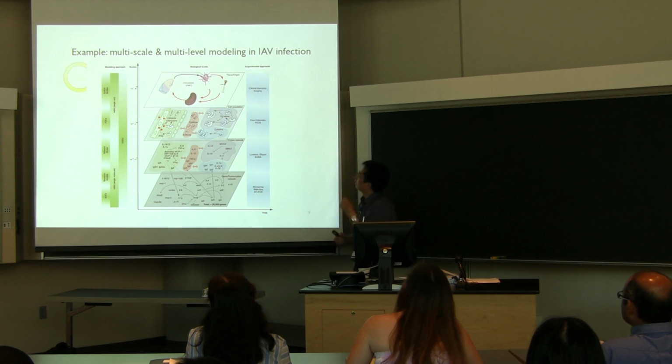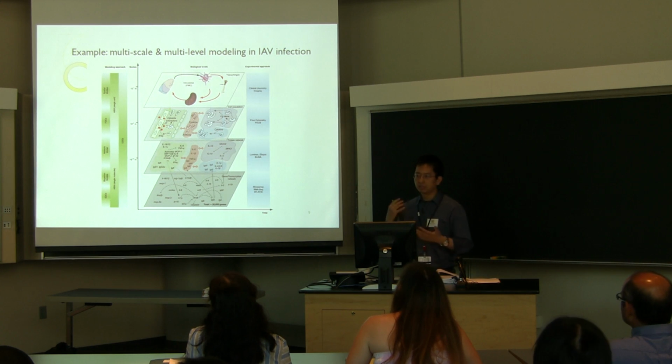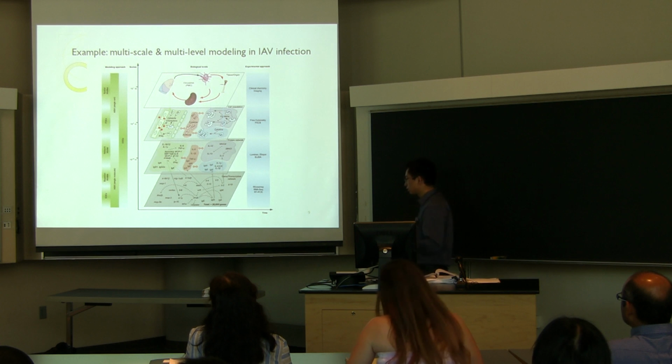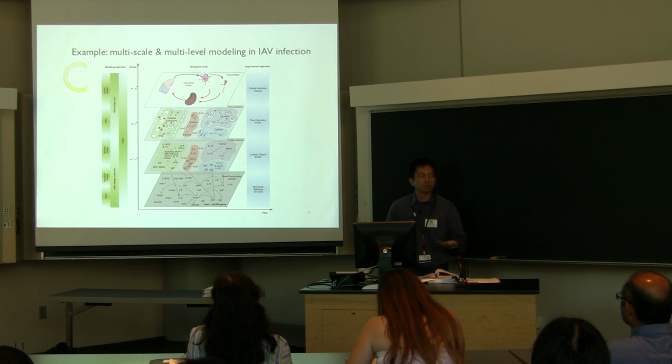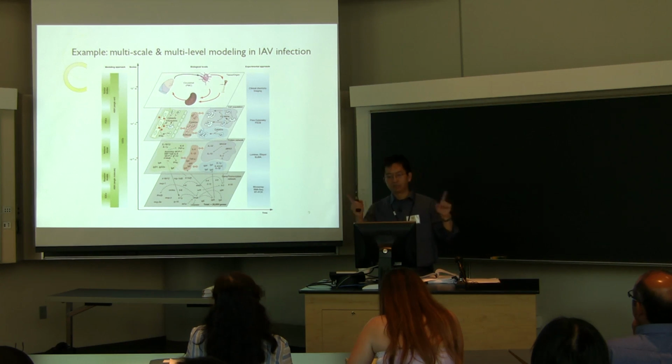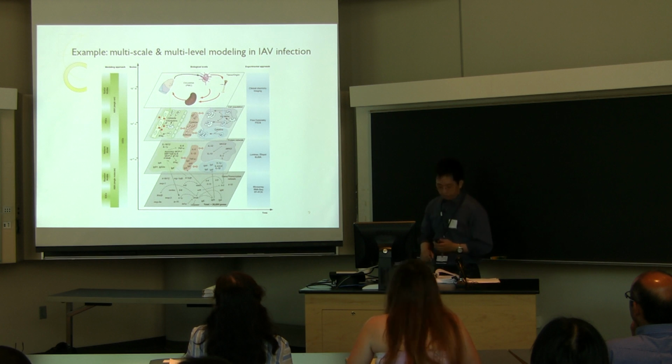The organ level is more like migration and interaction, because we know many immunological phenomena are localized. Inflammation is localized. It's not everywhere. So that will be an example.